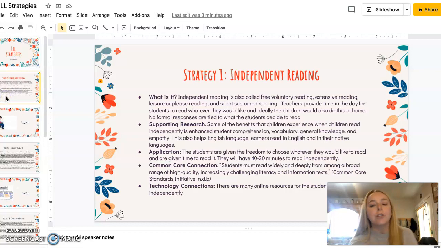And then it goes into strategy 1, which is independent reading. So independent reading is just free voluntary reading. You can pleasure read or silent read. So teachers would provide time in the day for the student to complete this so that they can read whatever they like, and it's anything that they enjoy.